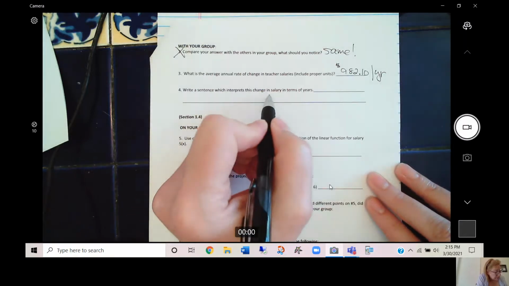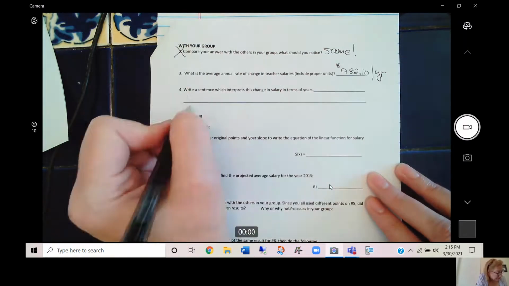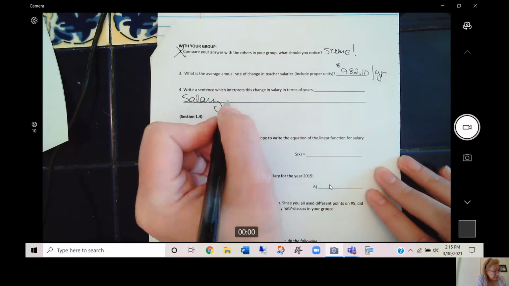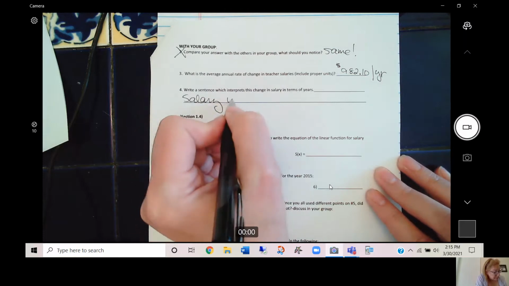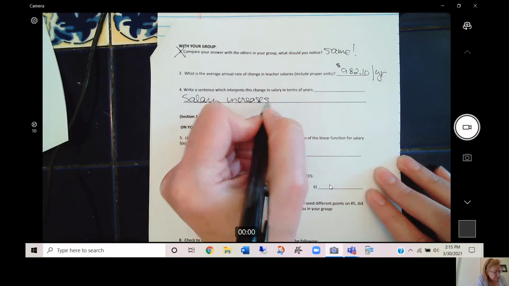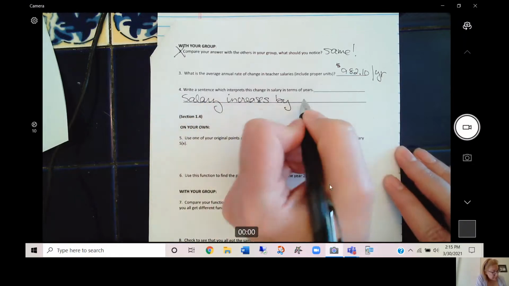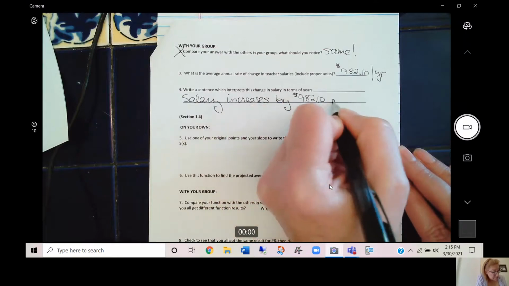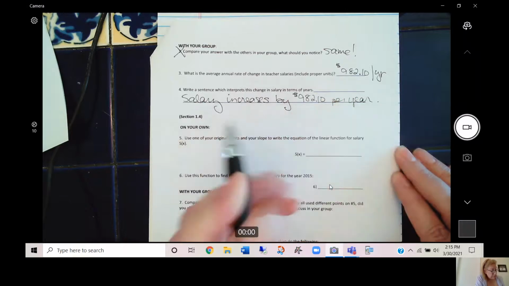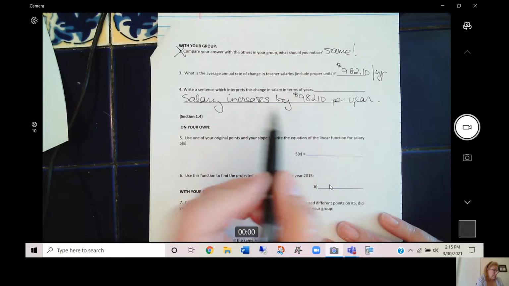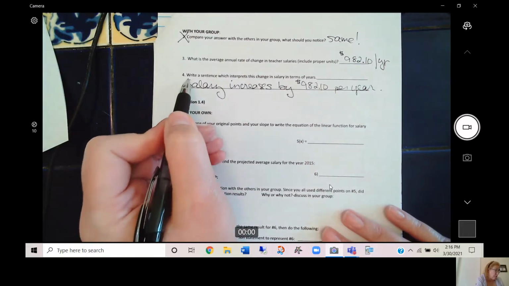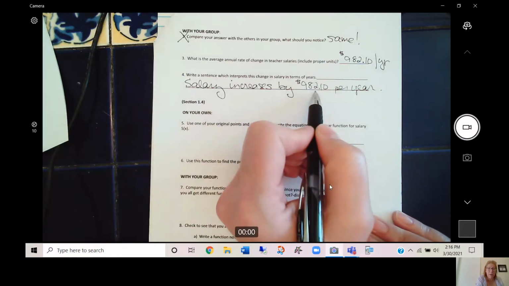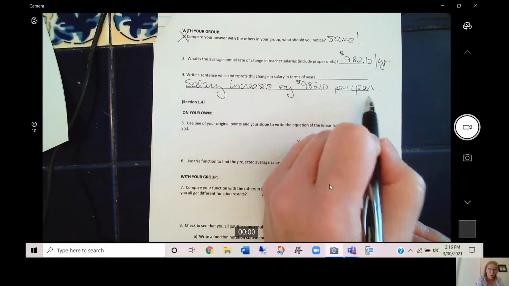Write a sentence which interprets this change in salary in terms of years. Okay, so we would say the salary, you have to say what the function represents as outputs. You have to say whether it increases or decreases. So we're going to say it increased by, and then you actually state your slope amount, but you put the change units on it, dollars per year. That's a slope statement. You could just have one word or a phrase that represents the outputs. You have to say whether it's increasing or decreasing. You have to state by how much and what your input units are.